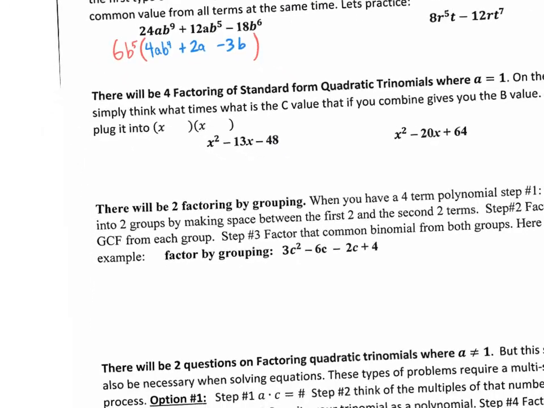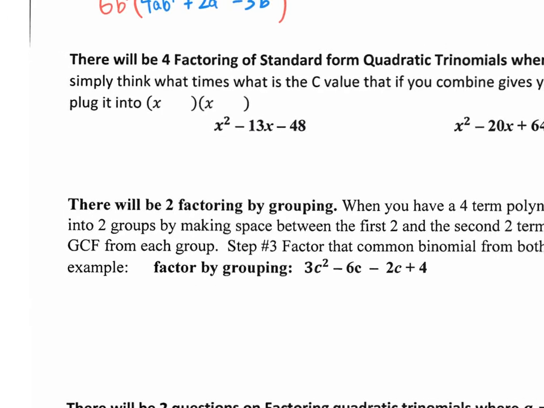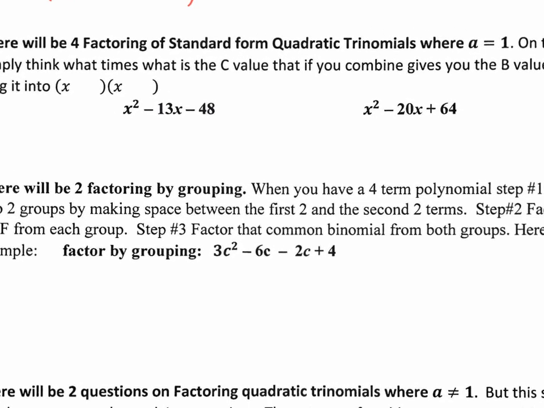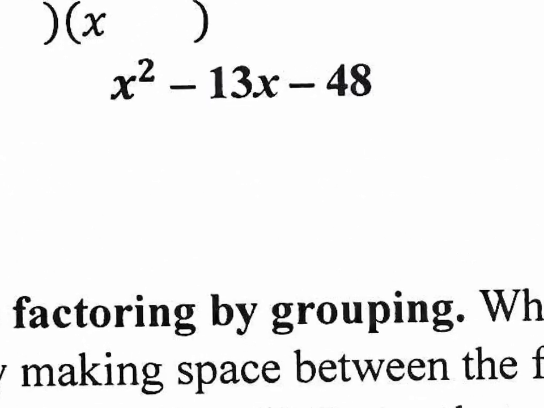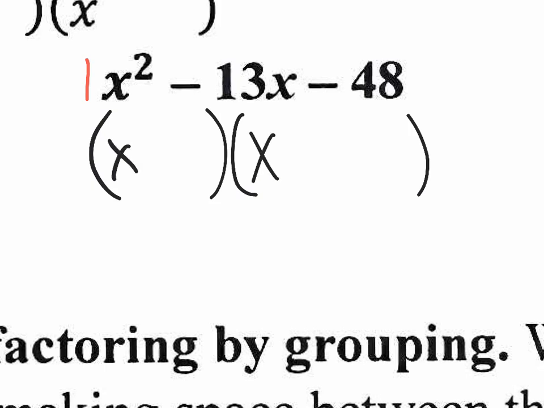Let's jump down to here. There's going to be 4 of these, the super easy ones. All you do is recognize that there's a 1 right in front of here, so you could jump right into this. And you think, what times what is negative 48 that, if you add together, is negative 13? Again, what times what is a C value that, if you combine together, is a B value?